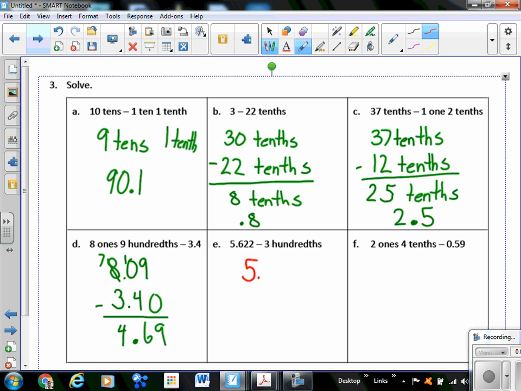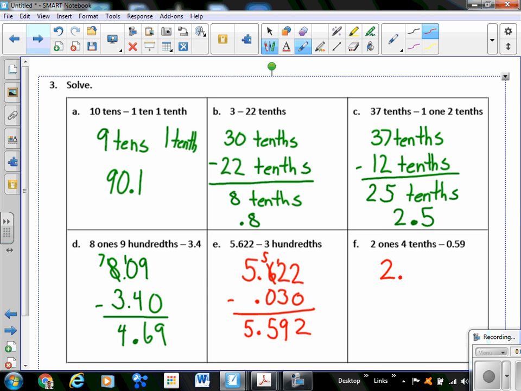Next one, we have 5 and 622 thousandths minus 3 hundredths. Got to add a 0 in there to subtract. 2 minus 0 is 2. Borrow from the 6. Make that a 12. 12 minus 3 is 9. 5.